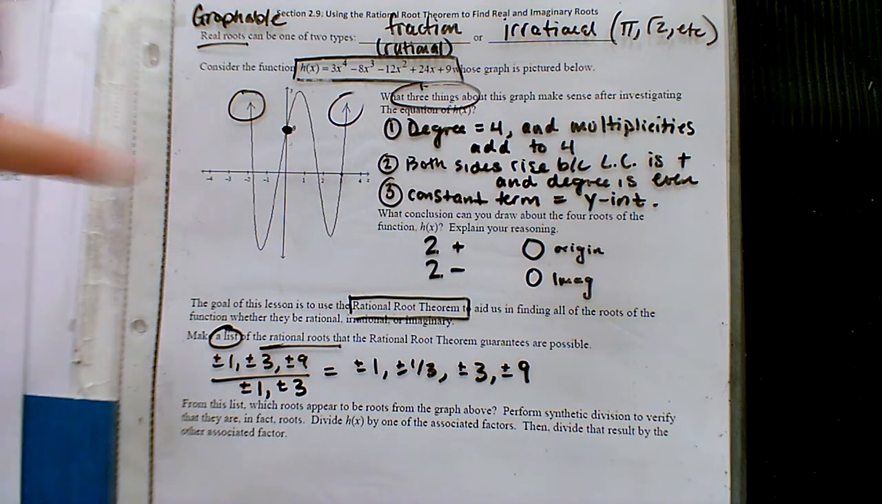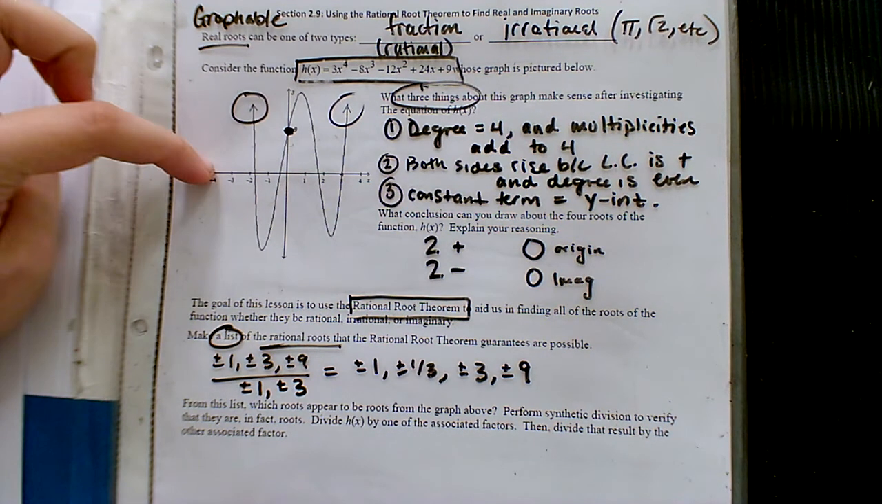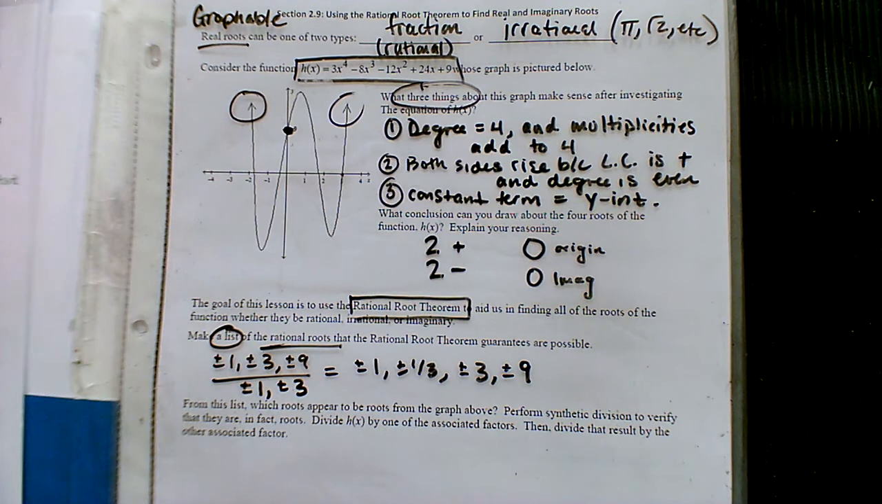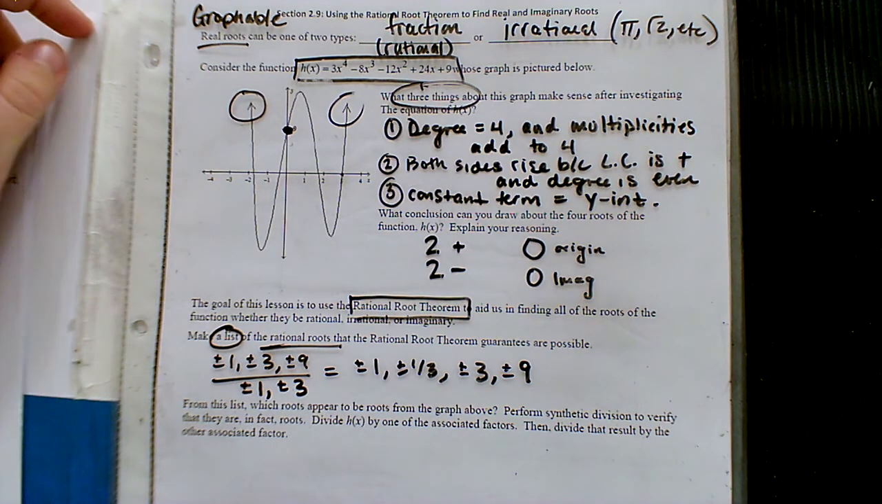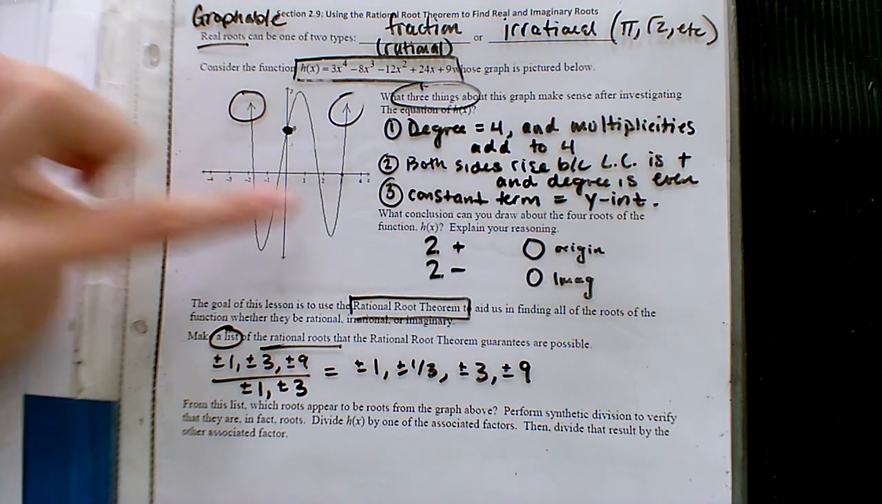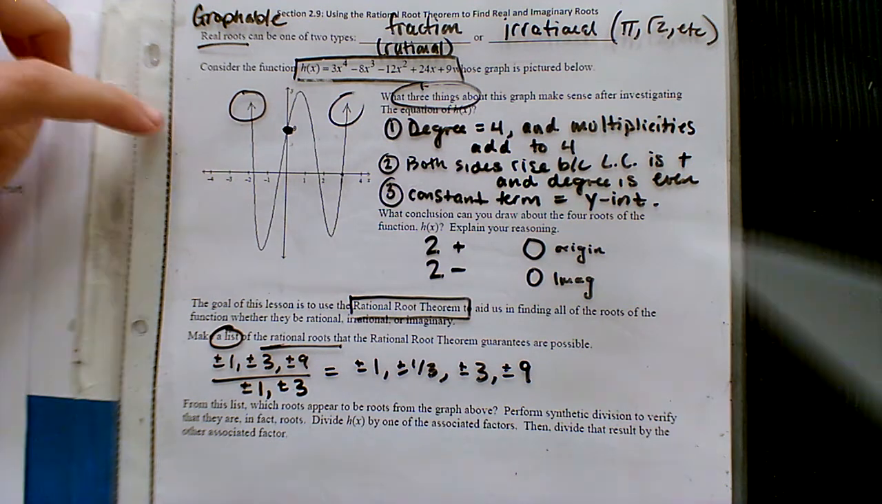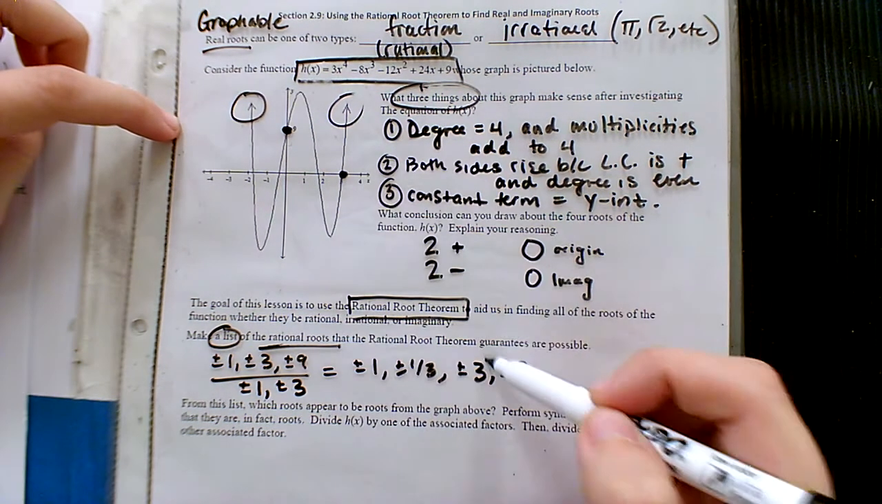So now that we have the graph given to us, can we reason through as to, out of all these 8, can we pick the ones that we should actually check and verify using synthetic division? Do any of the x-intercepts in the picture look like the possible ones in our list? Go ahead, Eli. Plus or minus 3. Okay, so we have a positive 3. We'll circle that one.